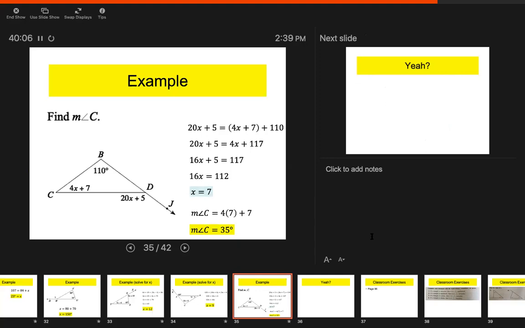So let's see. Vanilla was, they're going to give you no variables. They're going to give you the numbers. Chocolate was, you solve for X, and then strawberry is you actually figure out the angle. For me, I'm okay with vanilla and strawberry. Chocolate, not so much, although I do like chocolate.